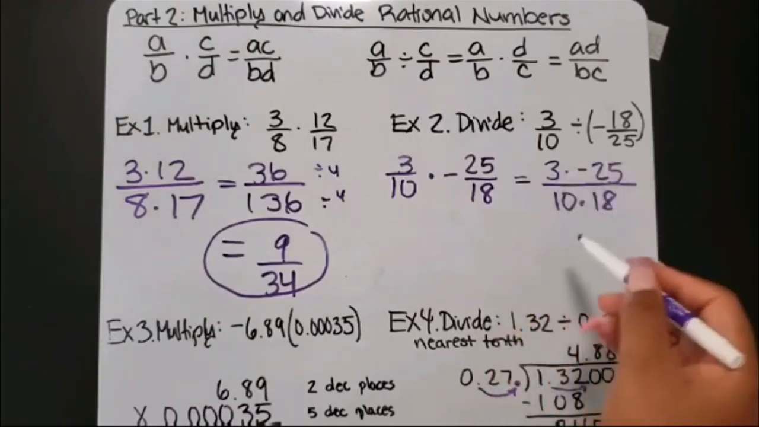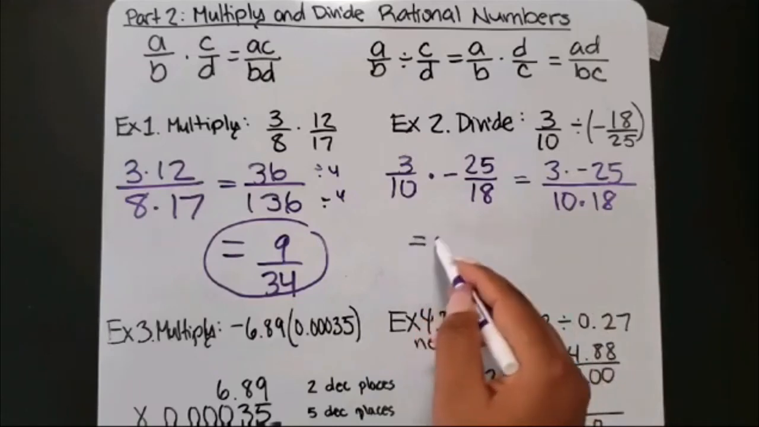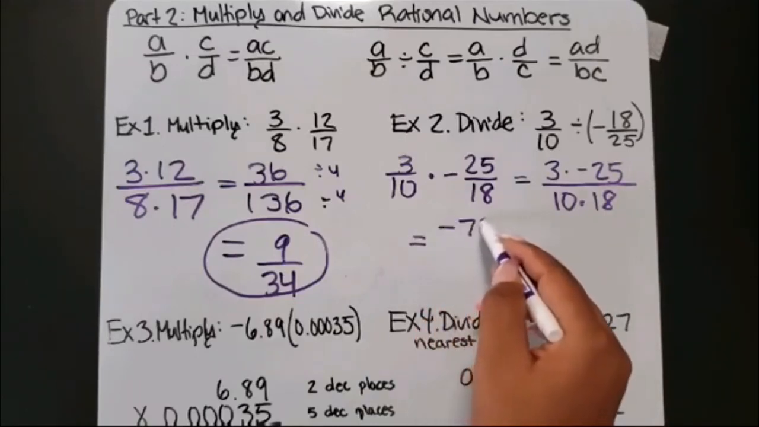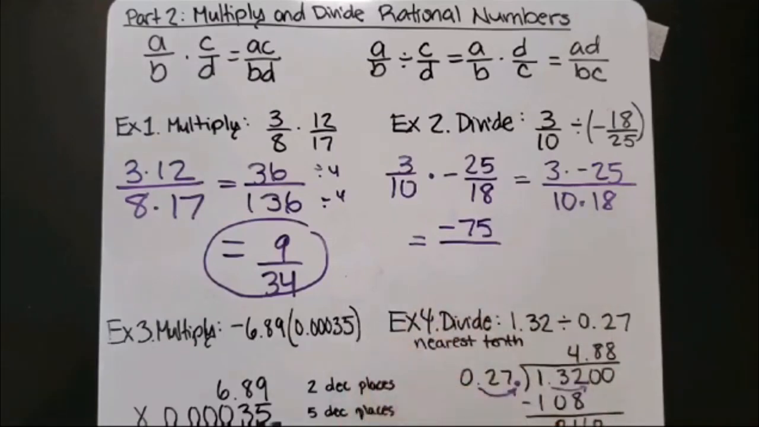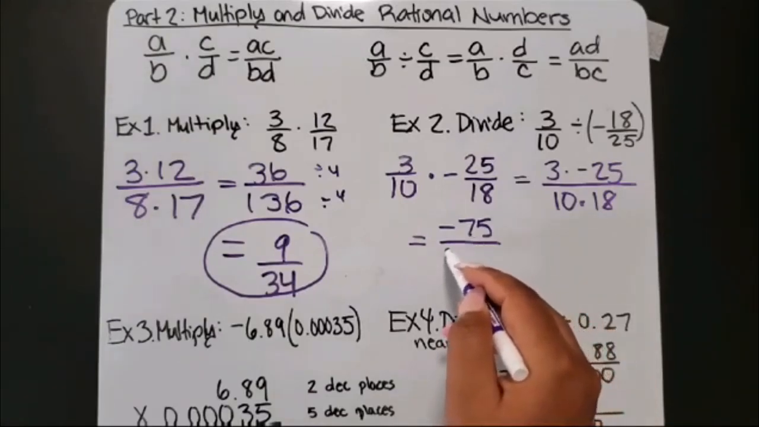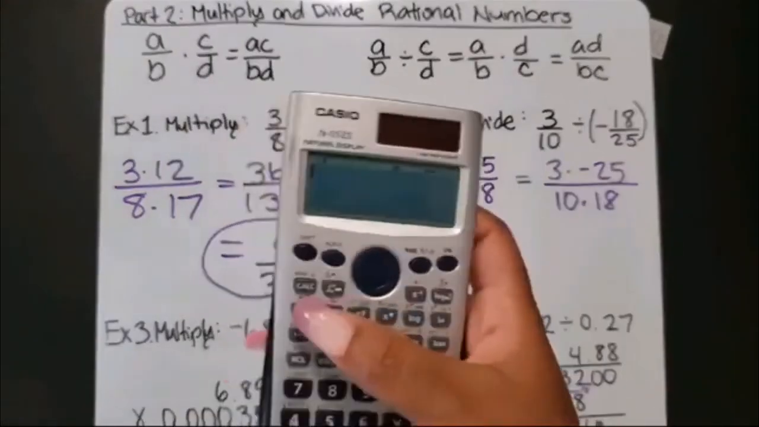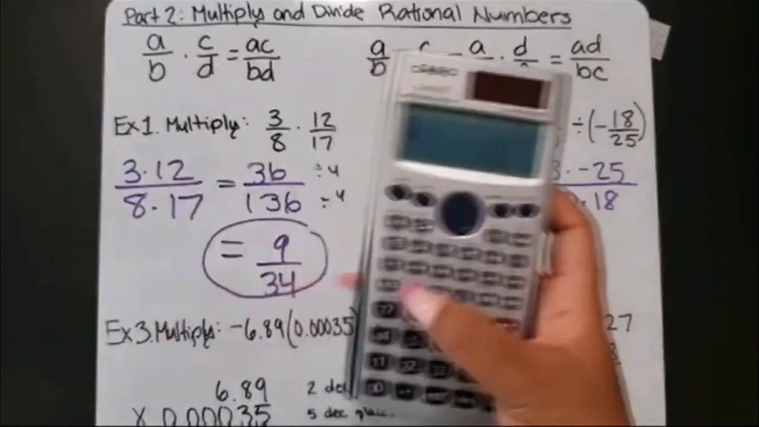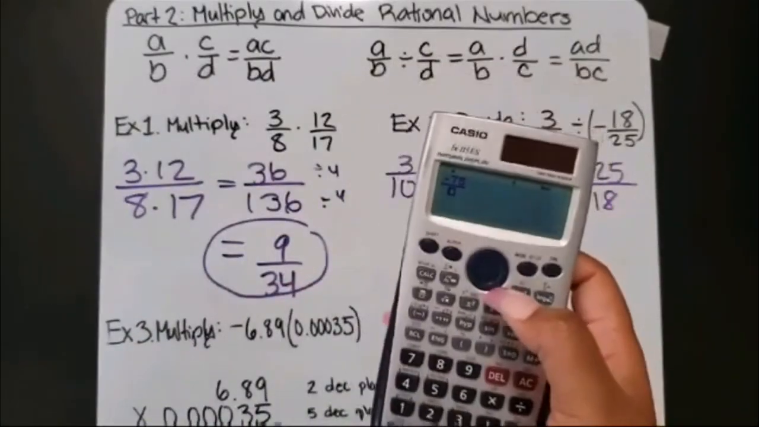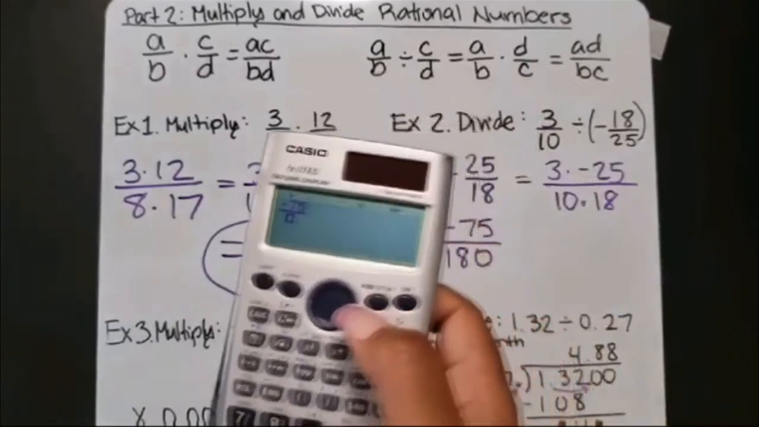So 3 times negative 25, you can do it in your head or put it in your calculator and get negative 75. And 10 times 18, do it in your head. We got 180, okay? Now, that's obviously not fully reduced. I have my calculator set up to automatically simplify. So that's an option to look into for your calculator.